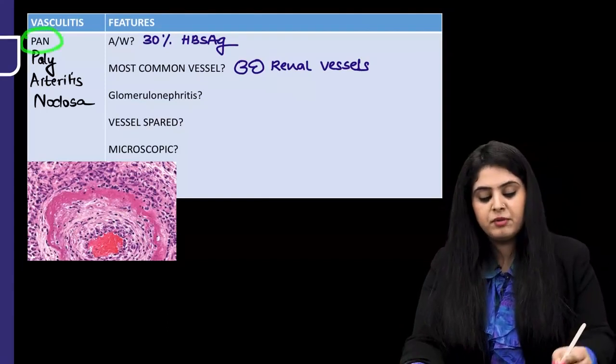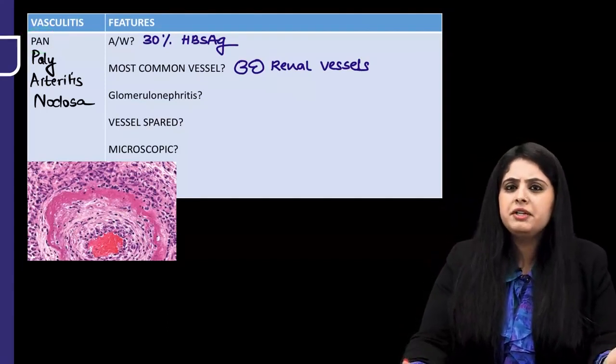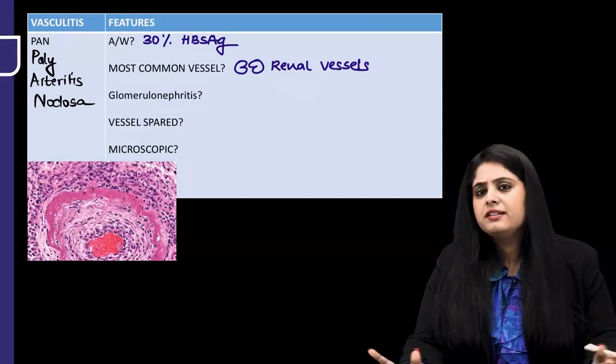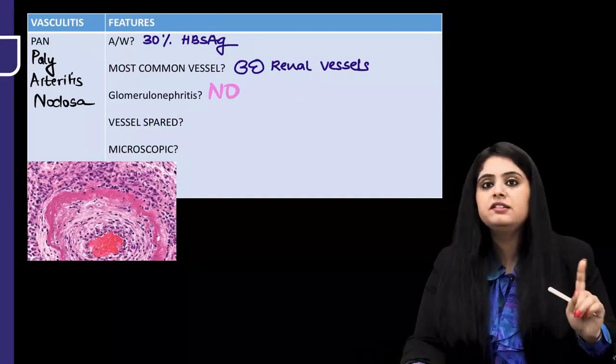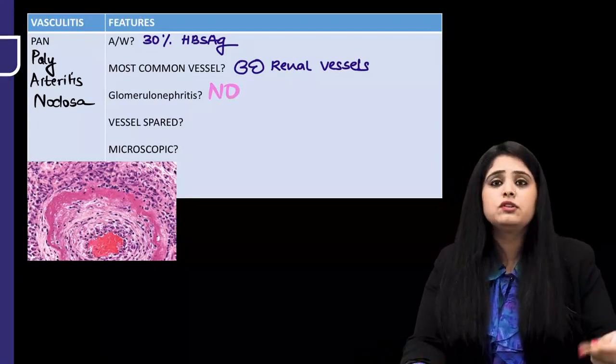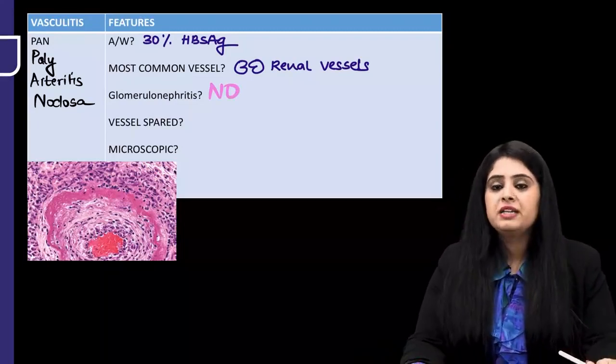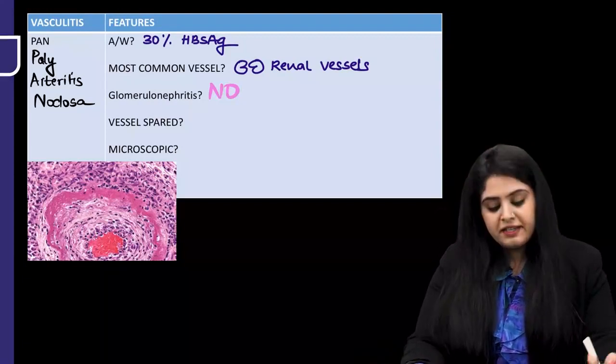This is a blood vessel problem. Maybe it is causing something like flea-bitten kidney. Maybe it is causing something else. Every time it doesn't have to cause glomerulonephritis. So if someone asks you that kidney is affected most commonly, but does it cause glomerulonephritis? No. Next, what is the vessel that is never ever affected?